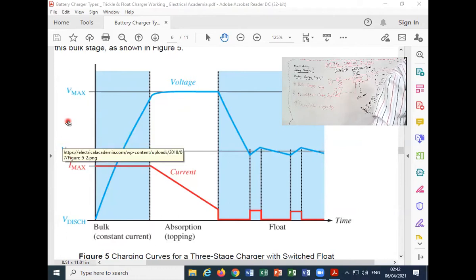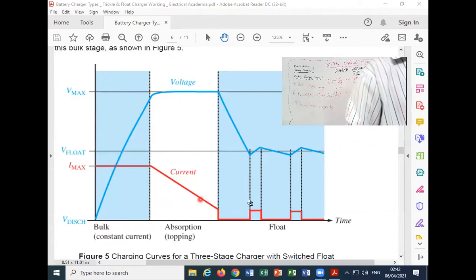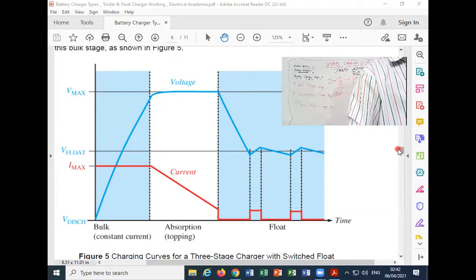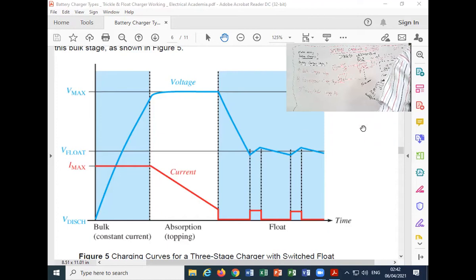Clear one thing, Vmax is the applied voltage, V float is the voltage of the battery when it is under no charge state, that is, we are not charging the battery at that time. Now look, when we applied 14.6 volts, this is the current the battery will be drawing, and this is around 22 amperes.